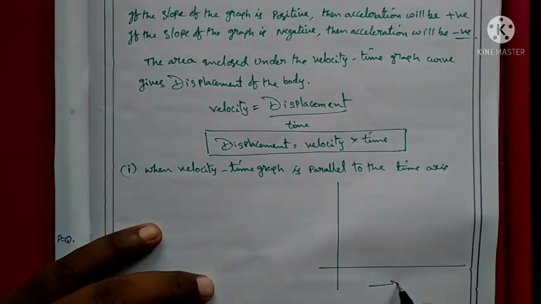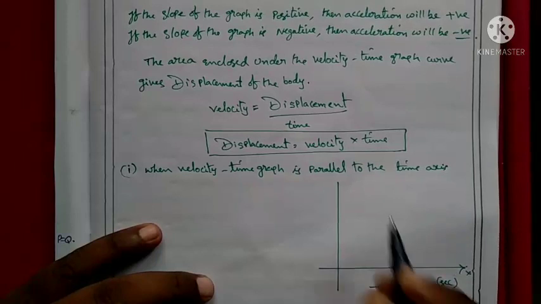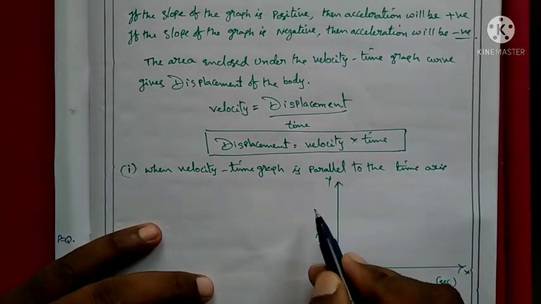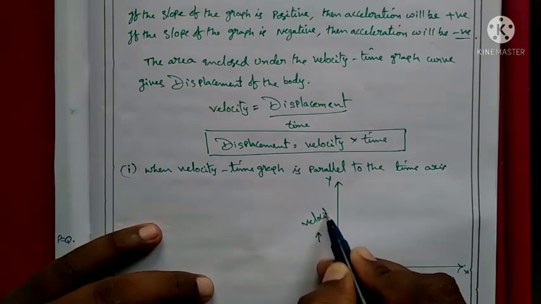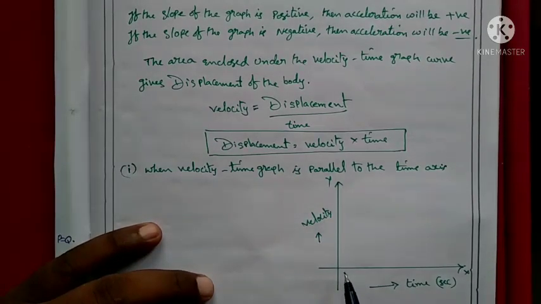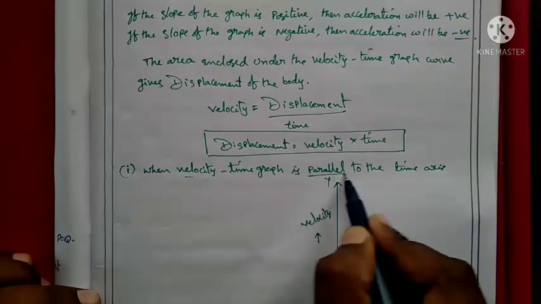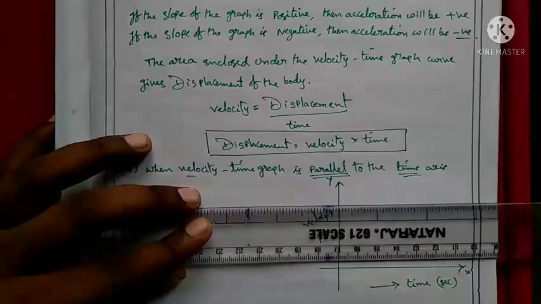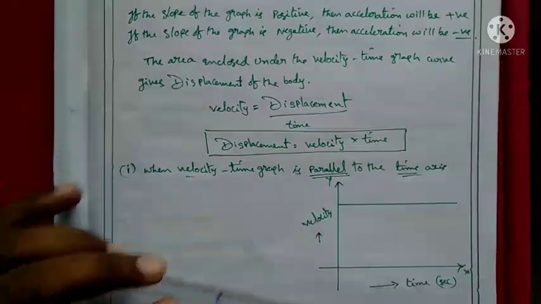this is the time axis, units in seconds, that is the x-axis. This is the y-axis, which takes velocity. From the graph, when the velocity-time graph is parallel, most important, parallel to the time axis, the graph is there like this, parallel to the time axis.